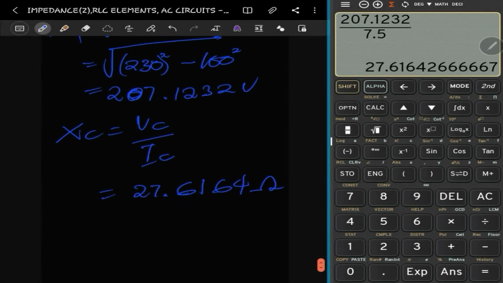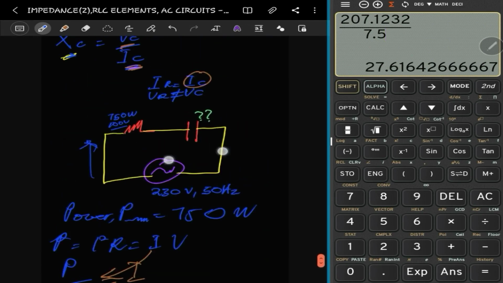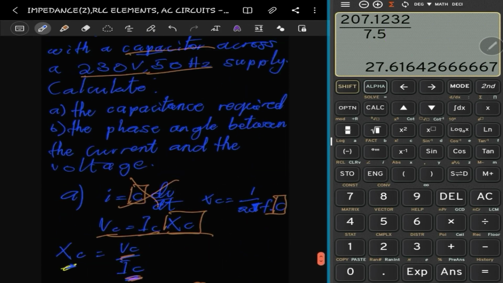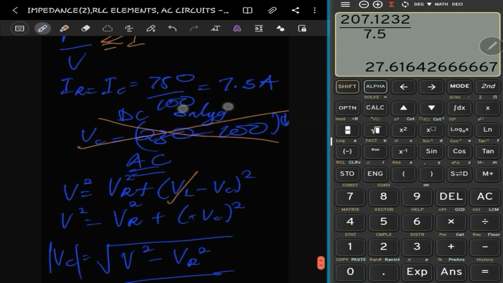So that's it for the first part of the question, right? That's the A. What do you need to find next? The B is asking us to find the phase difference, the phase angle, between the current and the voltage. This is something that we've done.